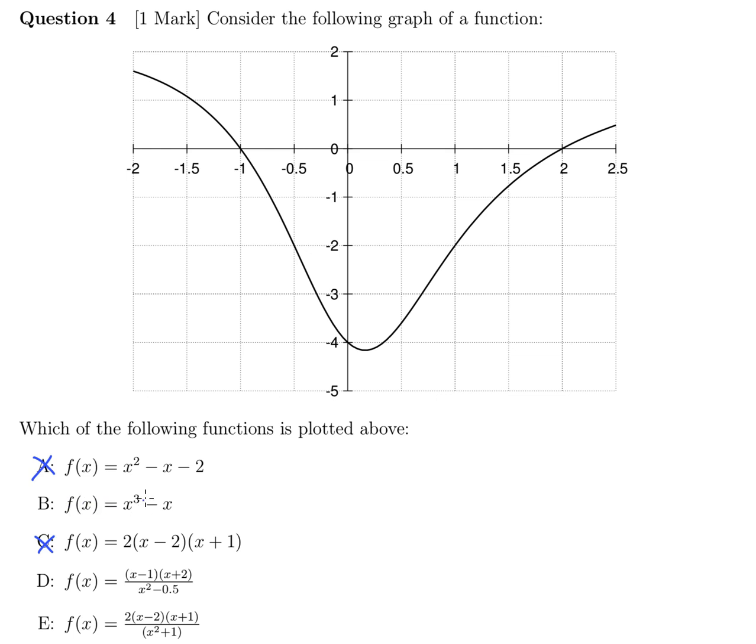It's not B either, because B is a cubic, and we've said before that cubics look like this or this, and it's not doing either of those things. So that leaves us with only two choices, D or E. And there are two ways we can work out whether it's D or E. One of the ways is harder to understand than the other.